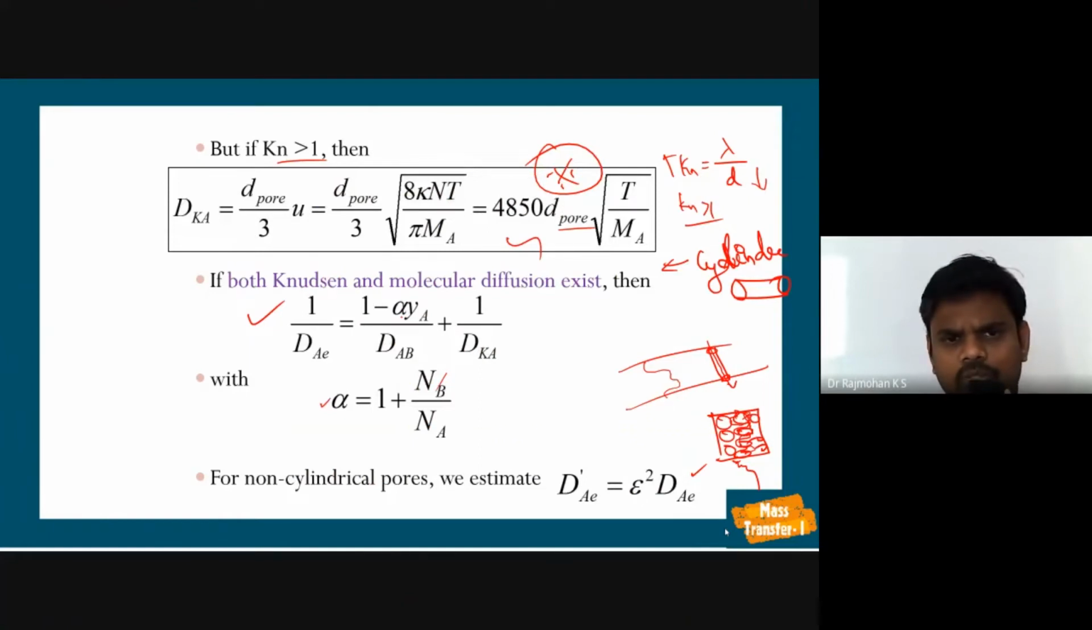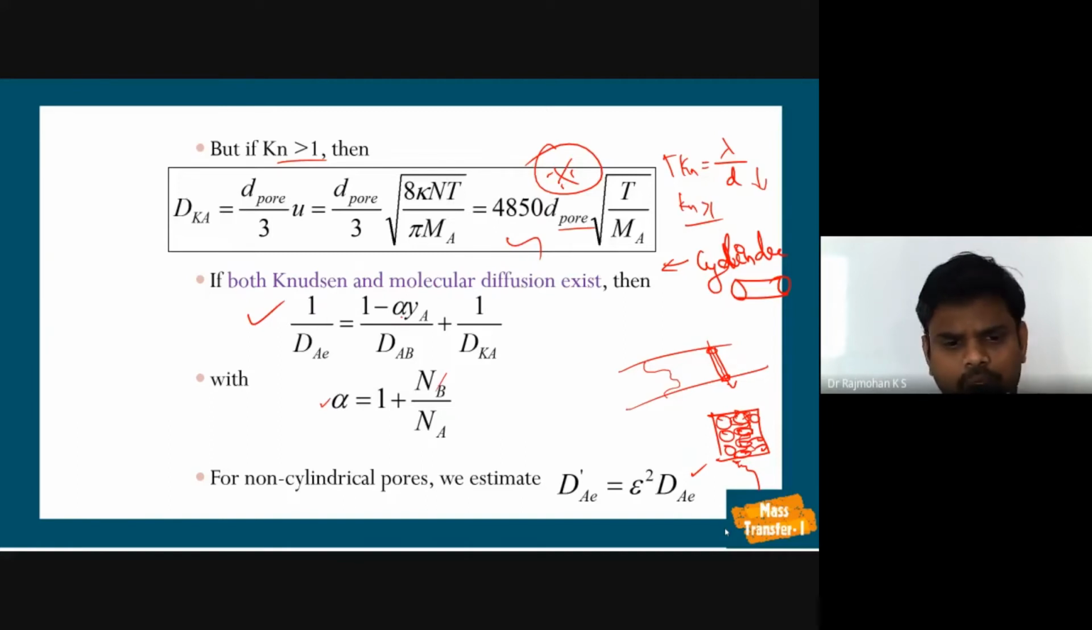What is that? We can have flux given by Fick's law, Dab into Ca1 minus Ca2 by the length of the medium. Or if you want to express it in terms of partial pressure, we have Na equal to Dab into Pa1 minus Pa2 by RTL, where L is the thickness of the pore. Length of the pore, you can say. If it is a membrane, you can say thickness of the membrane.